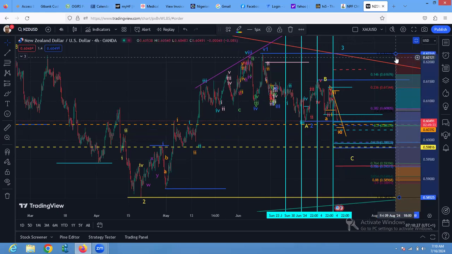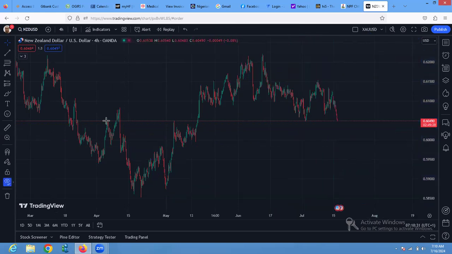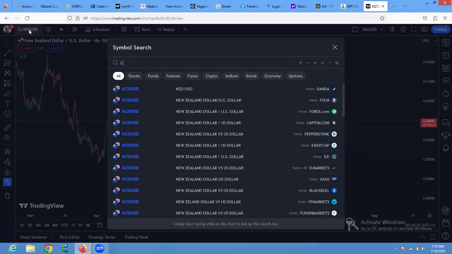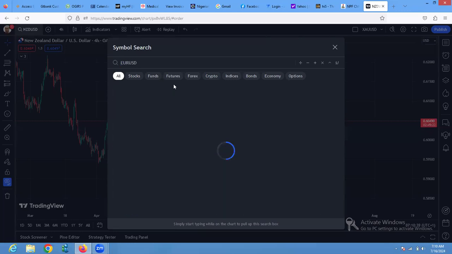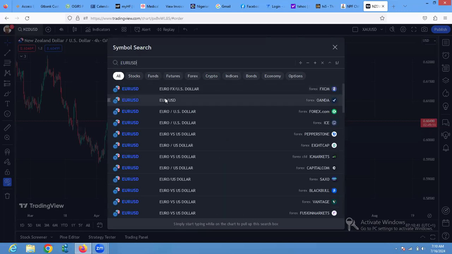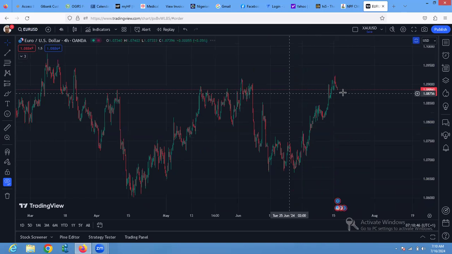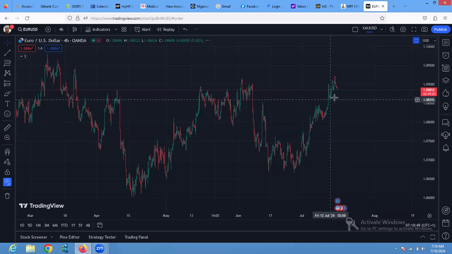I think that settles what I want to say about NZDUSD. About EURUSD, we still have more upside to go. We have more upside to go. NZD is doing wicked corrections and we're almost there. So we want to see what this is going to give. What I can see here for now is we have a potential support at this level.